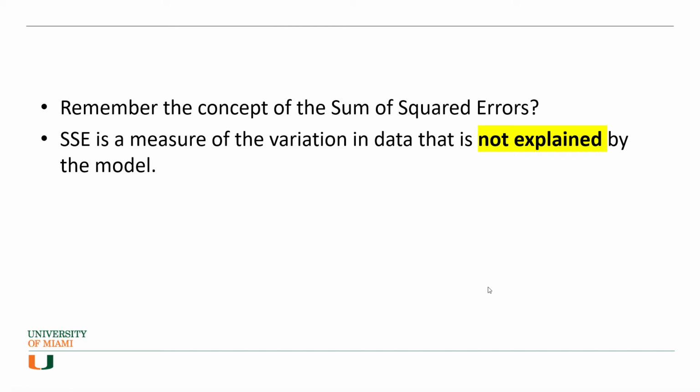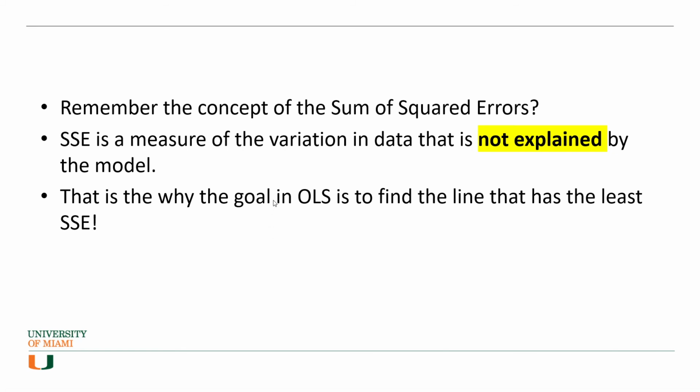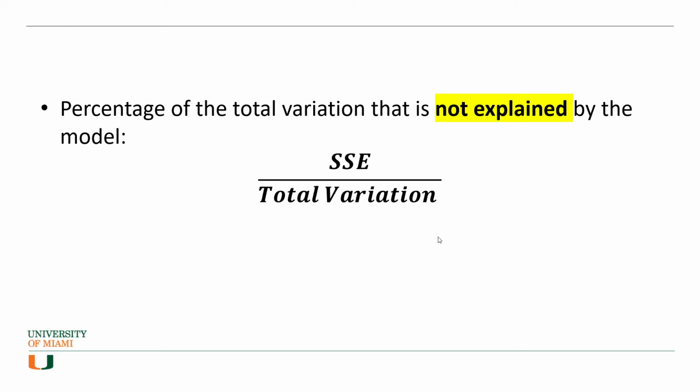And basically that is why the goal in the OLS is to find the line or the prediction that has the least sum of the squared errors. Basically, you wanted to have a line that makes the least amount of errors. Now, with that concept, we can define the percentage of the total variation that is not explained by the model as the ratio between sum of squared errors and total variation.